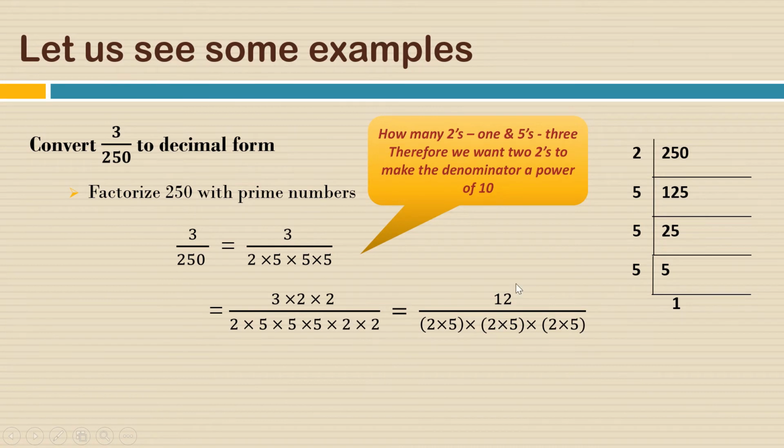We get 12 by 1000. Here also the numerator has 2 digits, but the denominator has 3 zeros. Then the decimal number has 3 digits after the decimal point. So we put 0 after the decimal point and before 1. That is 0.012.